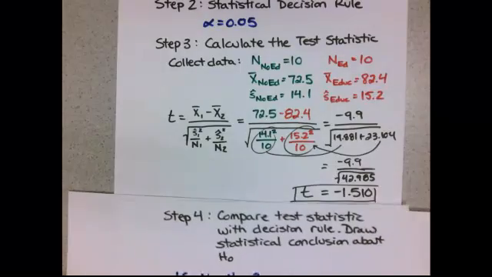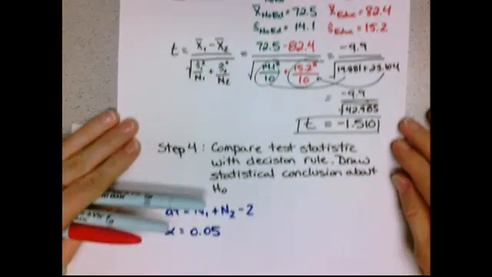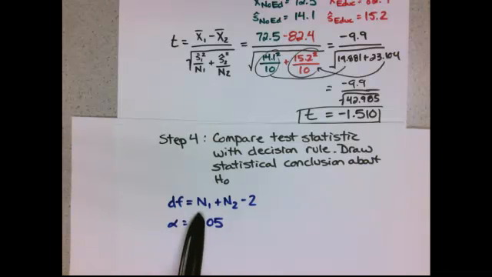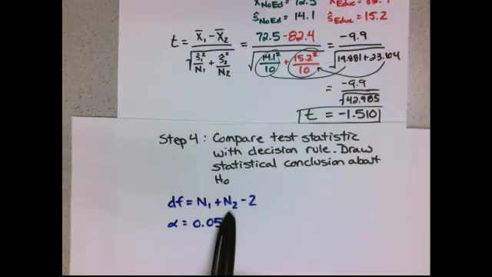And then, of course, our fourth step is to compare our test statistic with our decision rule and then draw conclusions about our null hypothesis. So for that, we need our degrees of freedom, because we're going to have to look that up in a t-table. And here our degrees of freedom are based on our sample sizes for our first group, which is no education, our second group, which is education, and then we have to subtract 2.